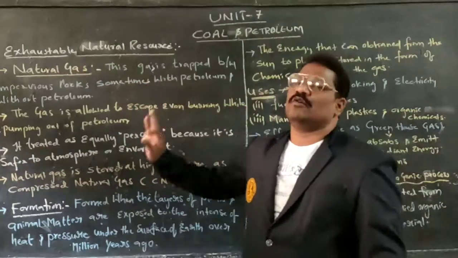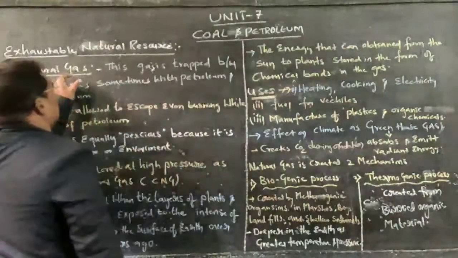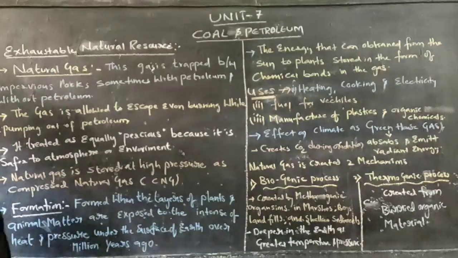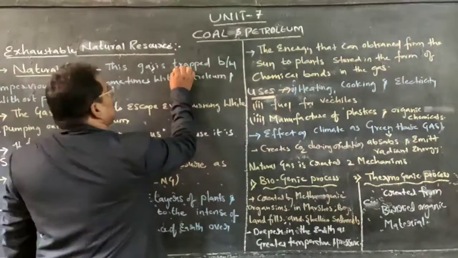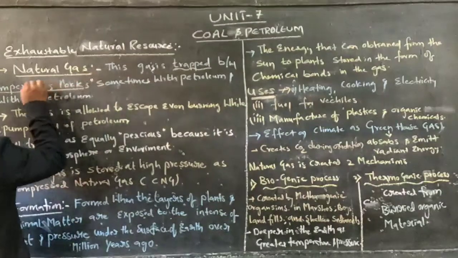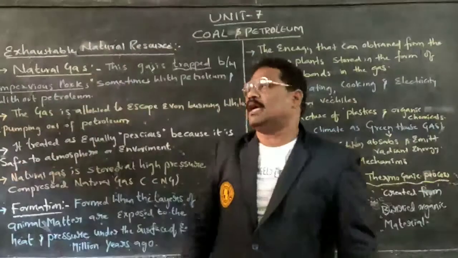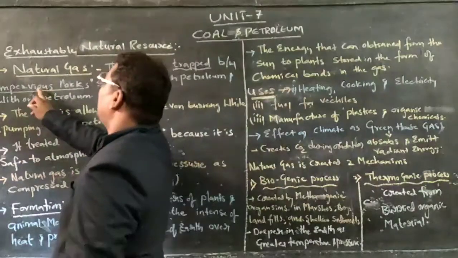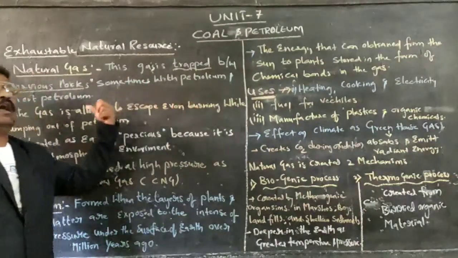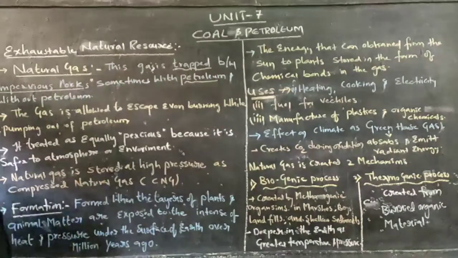Now we are going to discuss one more exhaustible natural resource, that is nothing but natural gas. Where can we obtain this natural gas? This natural gas is trapped between impervious rocks, which, as we have already seen, do not allow oil, water or gas to go outside. In between the layers of impervious rocks, sometimes with petroleum and sometimes without petroleum, it occurs. That is nothing but natural gas.